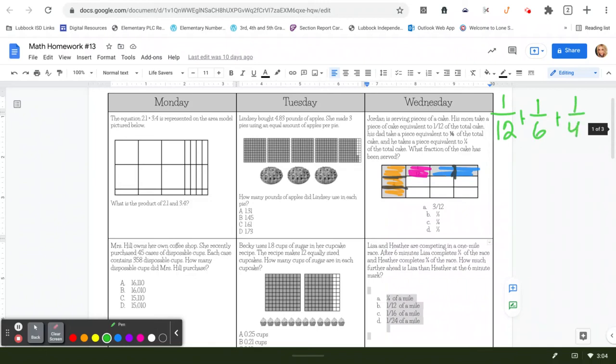But looking at my model, I can see that it's now 1/12 and then 1/6 was Dad's piece. And look, it's 2/12 plus Jordan's is 1, 2, 3/12. So now I could add these up. 3 plus 2 is 5 plus 1 more is 6/12 or 1/2. Either of these answers would be correct.